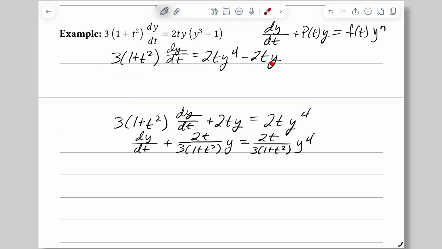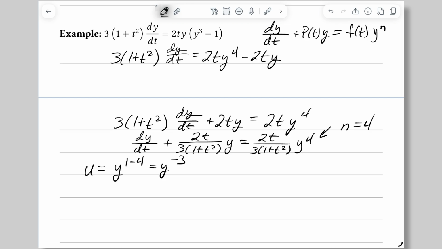Distributing on the right-hand side and then adding to get the linear term y on the left, and then dividing so that the coefficient of dy/dt is 1 gives us dy/dt plus 2t over 3 times the quantity of 1 plus t squared, y equals 2t over 3 times the quantity of 1 plus t squared, y to the fourth. We can see here that n is equal to 4. So our substitution is u is equal to y to the 1 minus 4, or y to the negative 3.